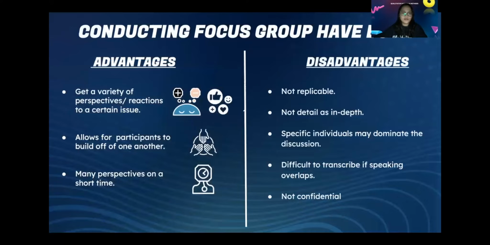When it comes to the positive side, we can get a variety of perspectives and reactions to a certain issue, and it allows participants to build off of one another, and it gives many perspectives in a short time. When it comes to the negative side, it is not replicable and not as detailed as in-depth, specific individuals may dominate the discussion, it is difficult to transcribe if speaking overlaps, and it is not confidential.